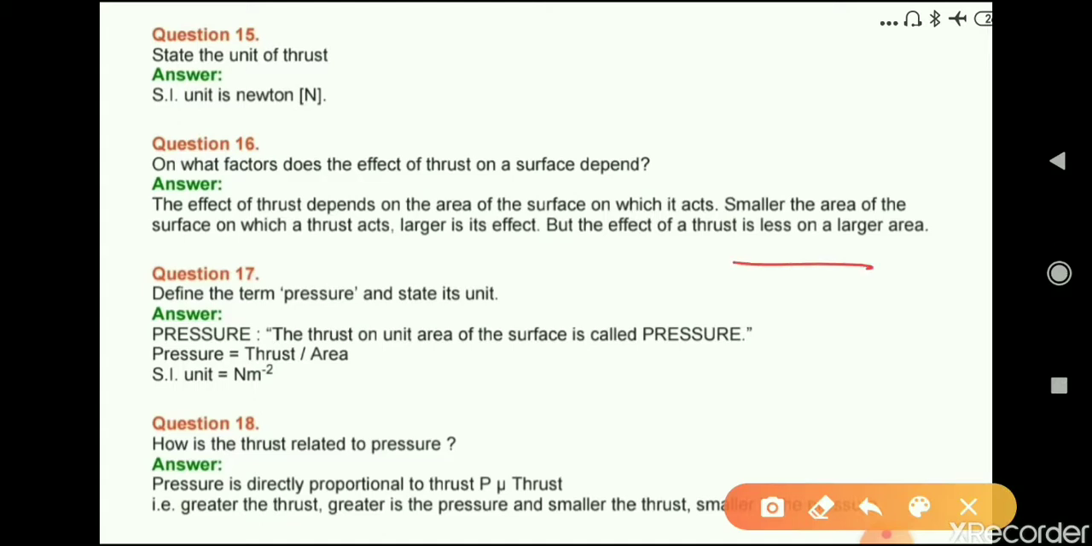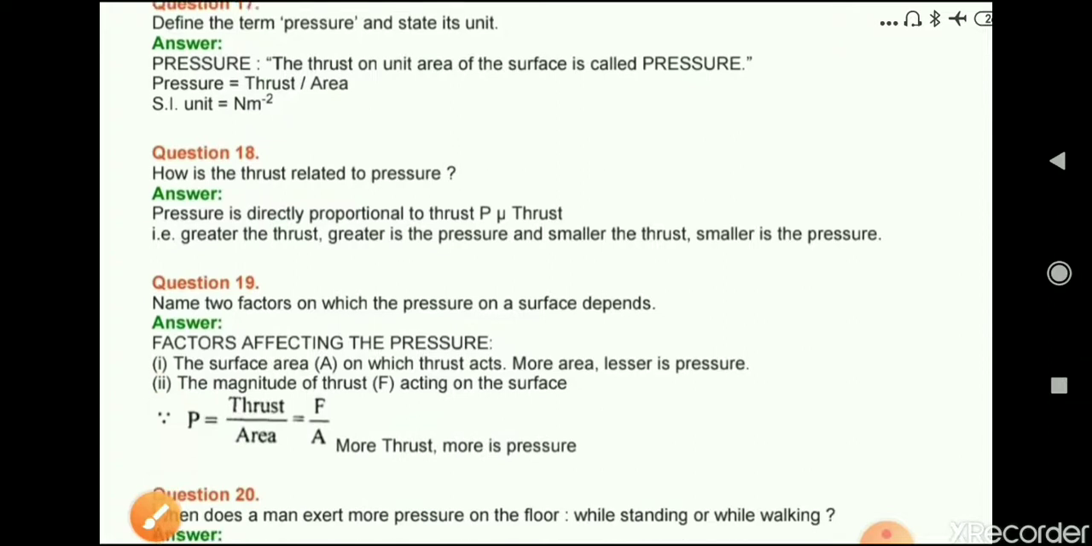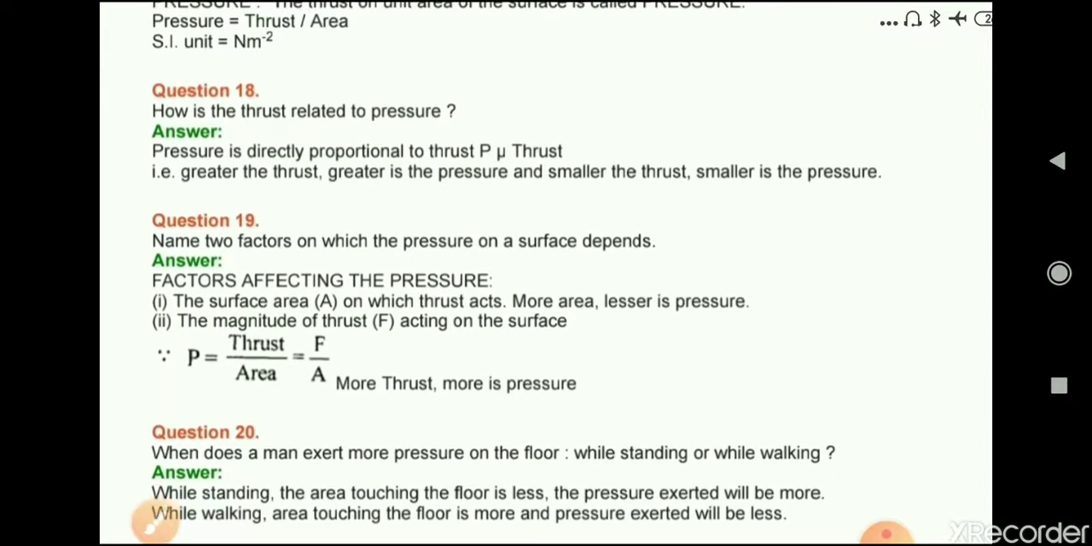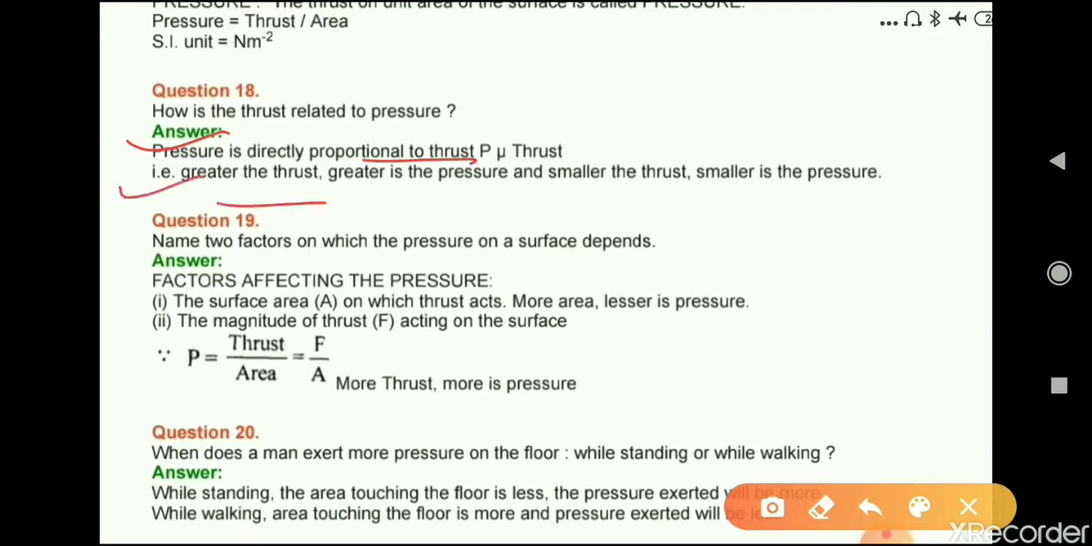Okay. Question number 17. Define the term pressure and state its unit. Answer. The thrust on unit area of the surface is called pressure. Pressure is equal to thrust upon area, and the SI unit is Newton per meter square. Question number 18. How is the thrust related to pressure? Pressure is directly proportional to thrust. That is, greater the thrust, greater is the pressure, and smaller the thrust, smaller is the pressure.